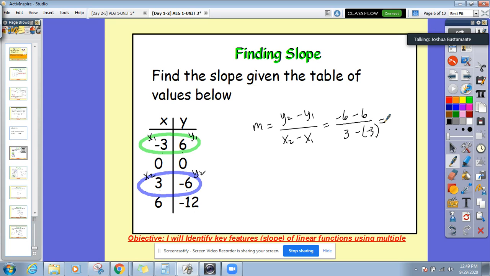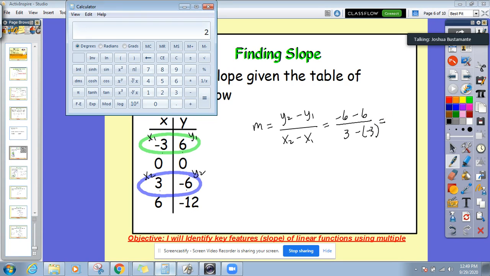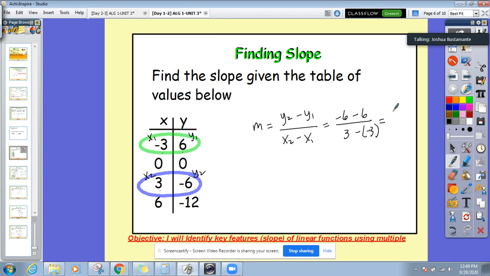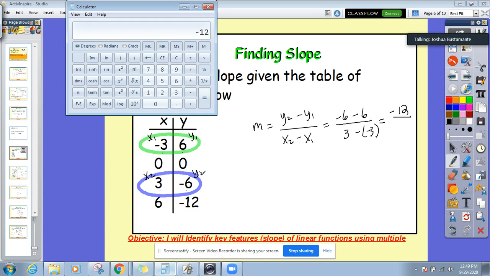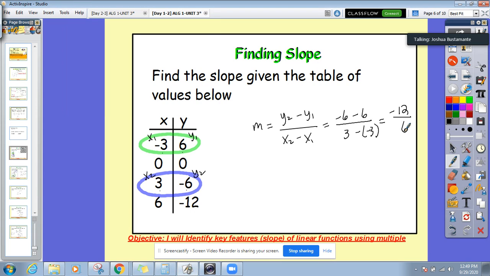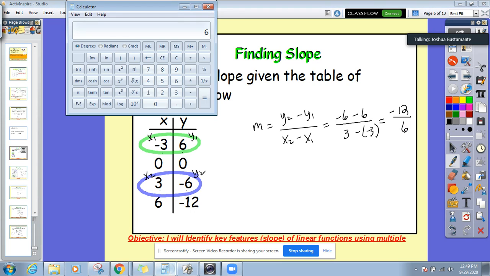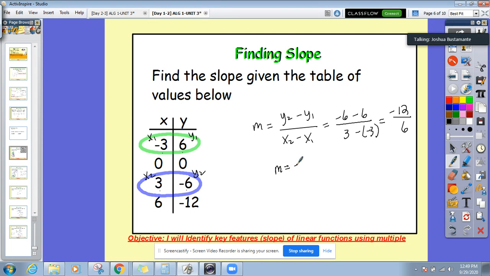I use my calculator. We have negative 6 minus 6, negative 12. And then we have 3 minus negative 3, 6. So we have negative 12 over 6, which gives us negative 2. So we have a slope of negative 2.